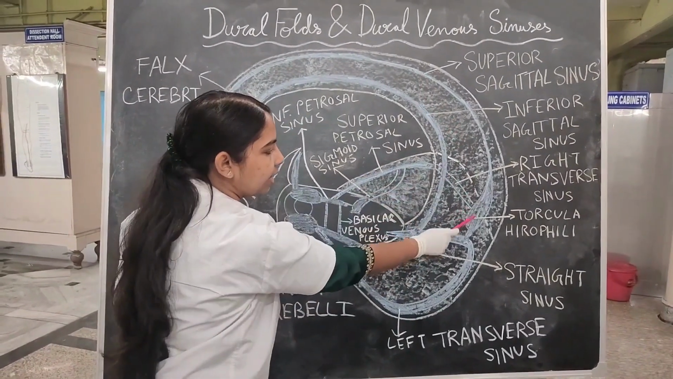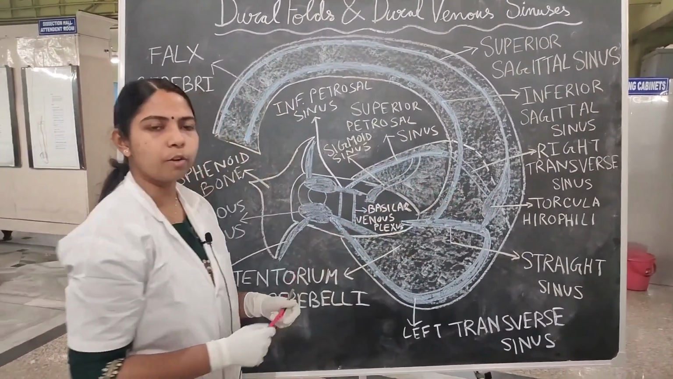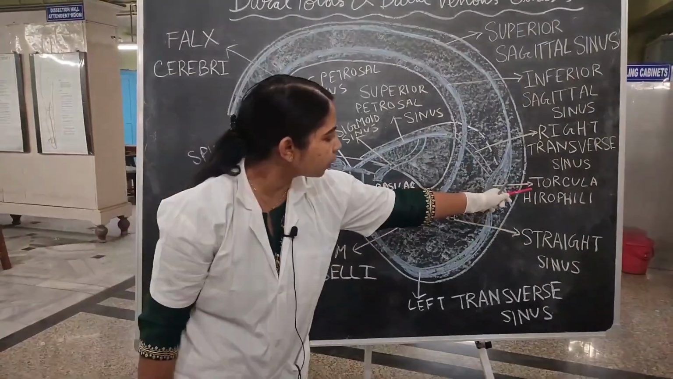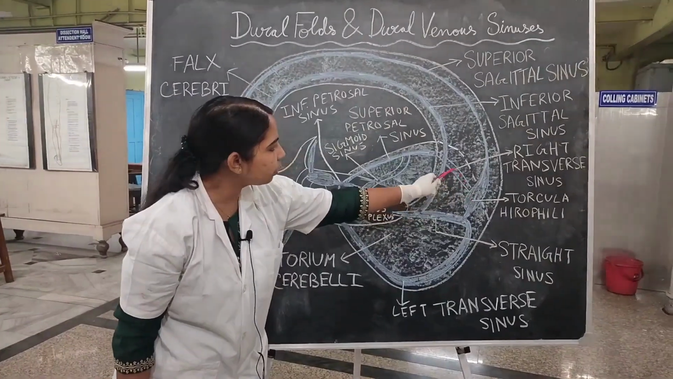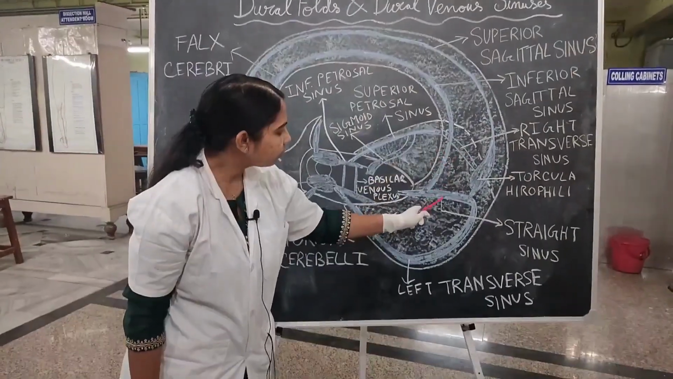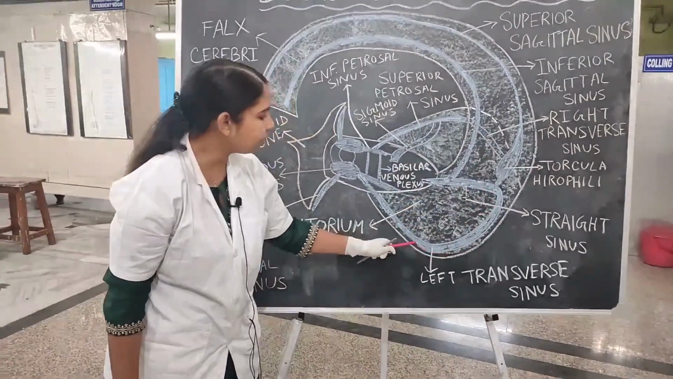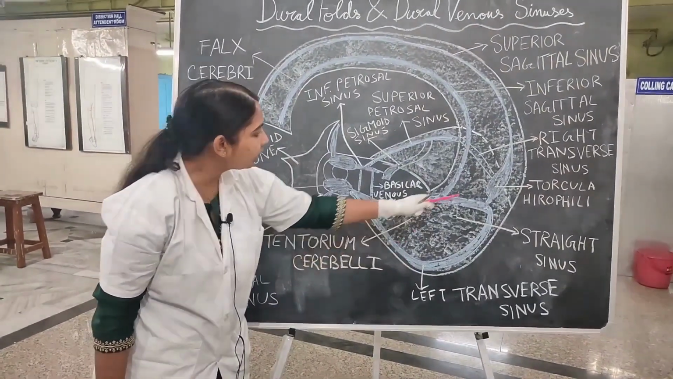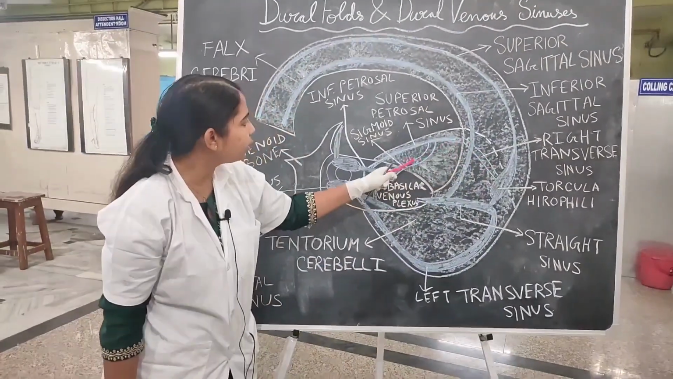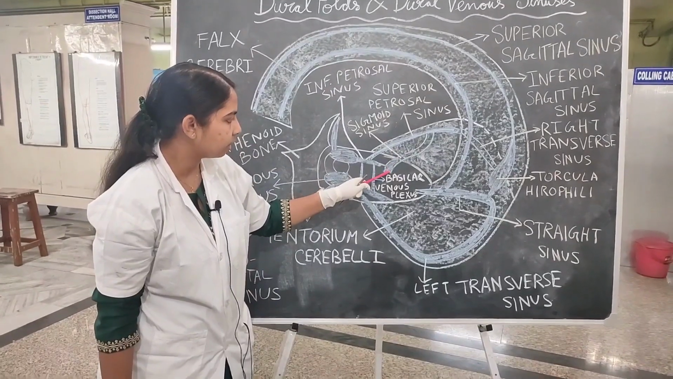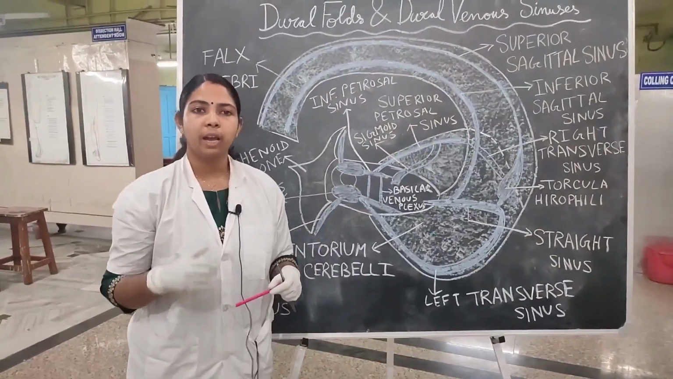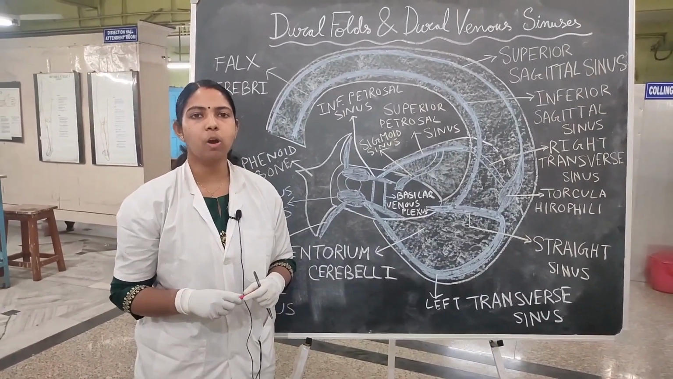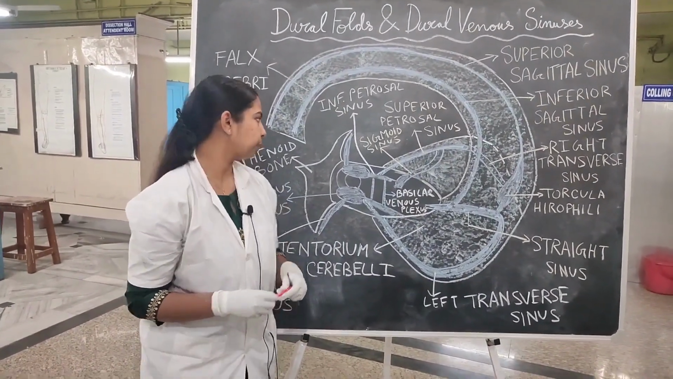The superior sagittal sinus at its posterior end forms the confluence of sinuses known as torcular herophili. The superior sagittal sinus is continuous with the right transverse sinus. The straight sinus is continuous with the left transverse sinus, and both the transverse sinuses are continuous with the sigmoid sinus, which continues as the internal jugular vein in the posterior compartment of the jugular foramen.